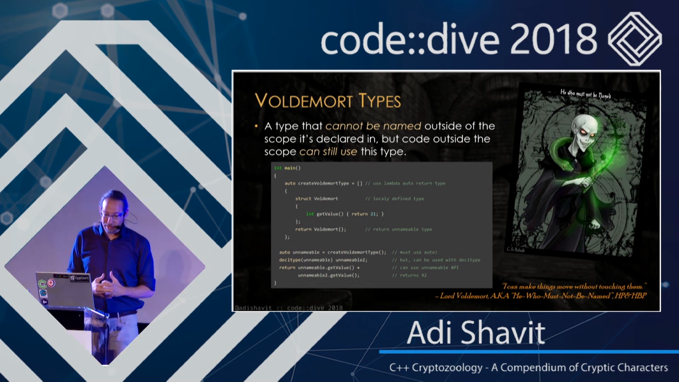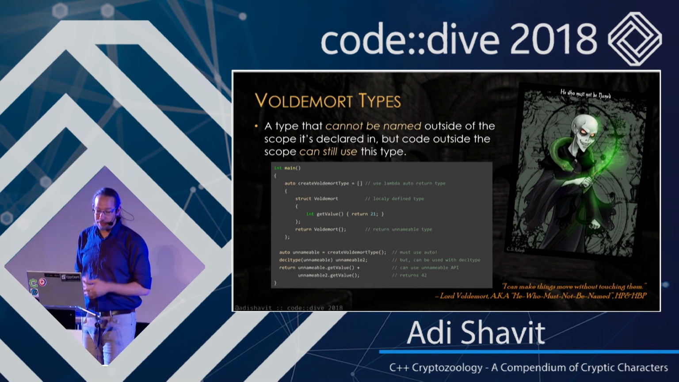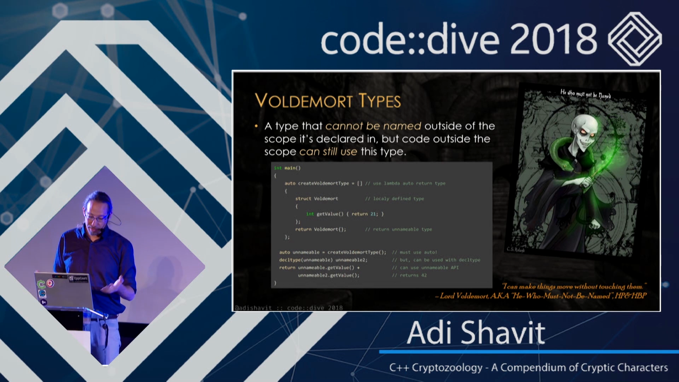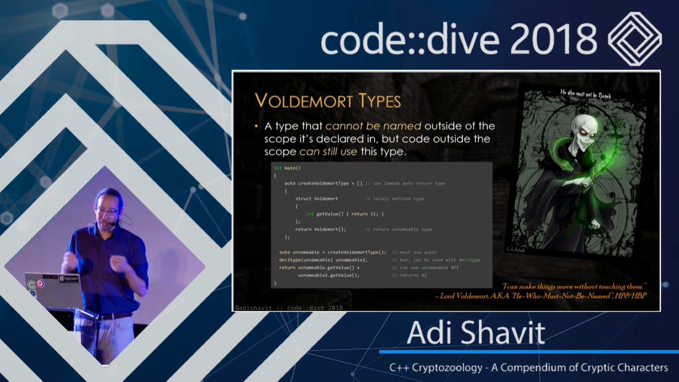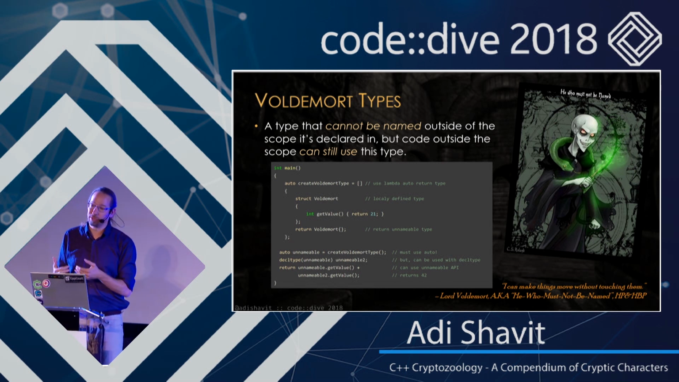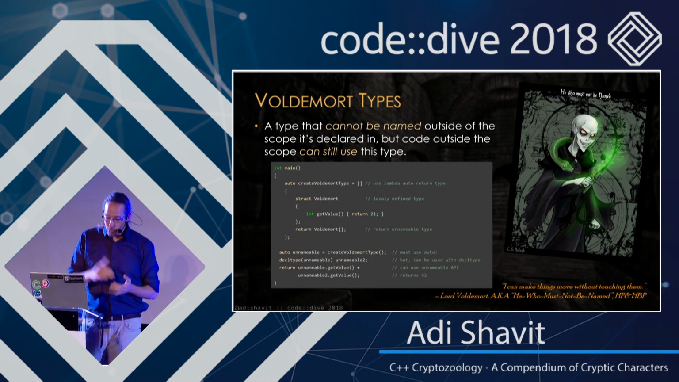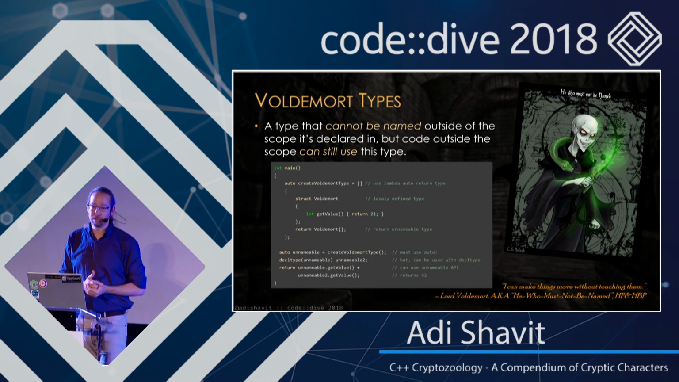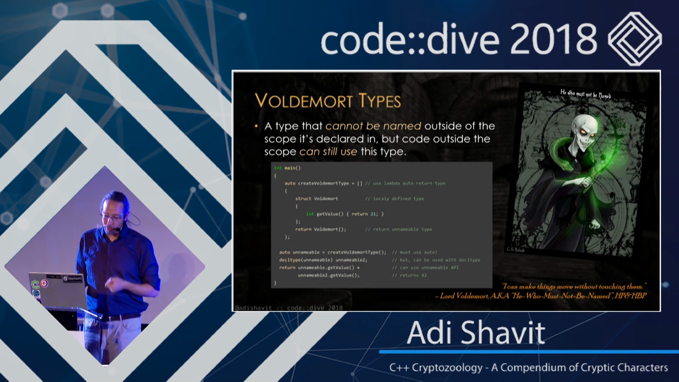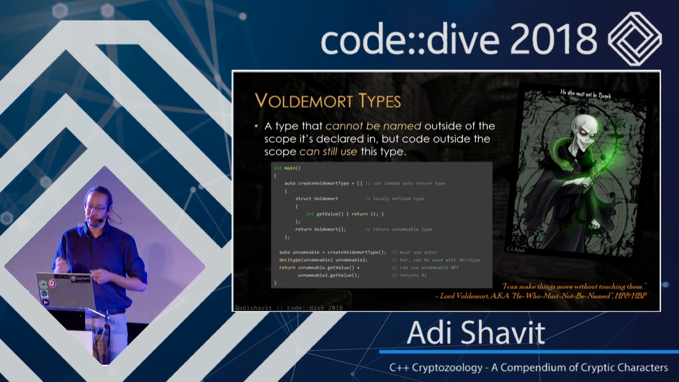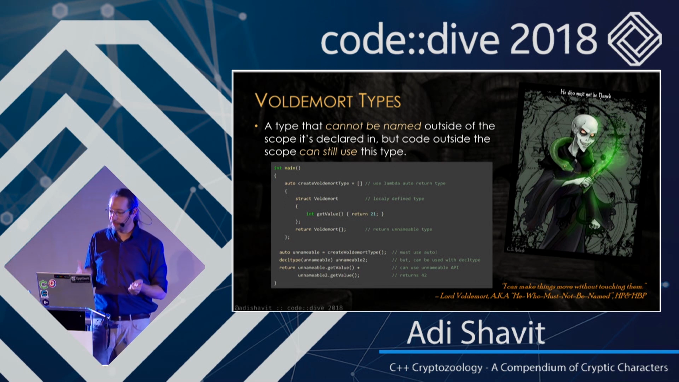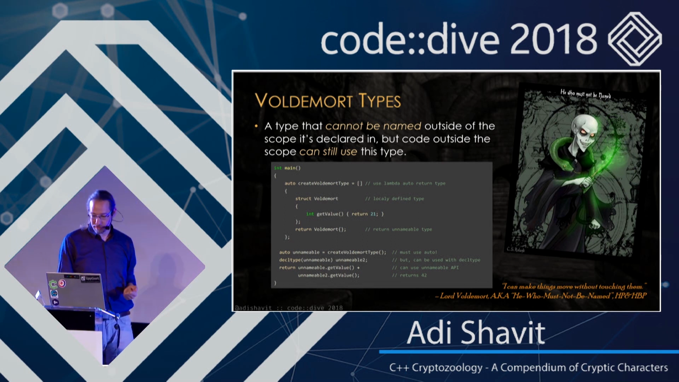So we can see we have this lambda called createVoldemortType. Inside we declare a struct called Voldemort, which has a method called getValue, and we just return an instance of this type. Now, this type cannot be named outside the scope of the lambda because it's internal to the lambda. However, we can use auto to hold onto it and be able to call its method. We can also use decltype to generate more of these. I think this is a really cool thing. It sometimes resembles object-oriented programming with opaque types, very common in unnamed objects in concrete factories. So this is a nice idiom, and it's got a cool name.